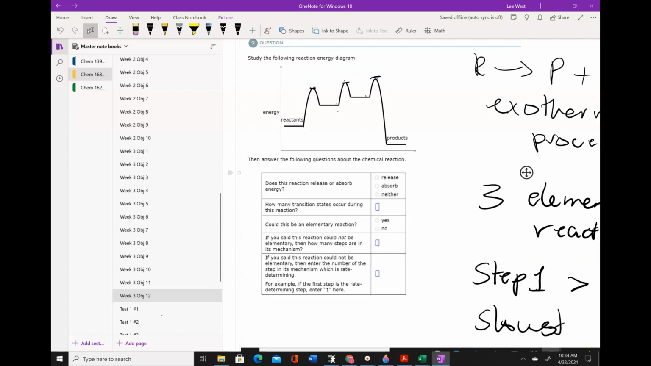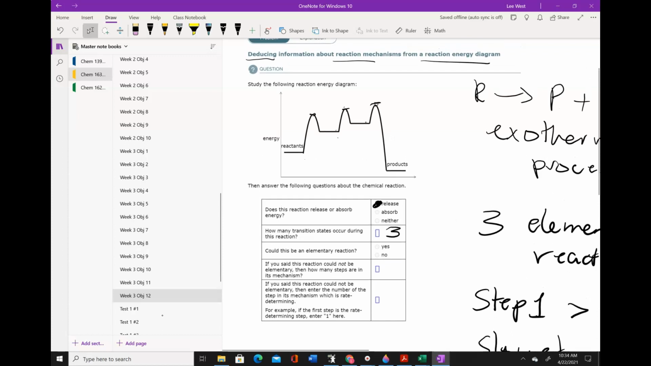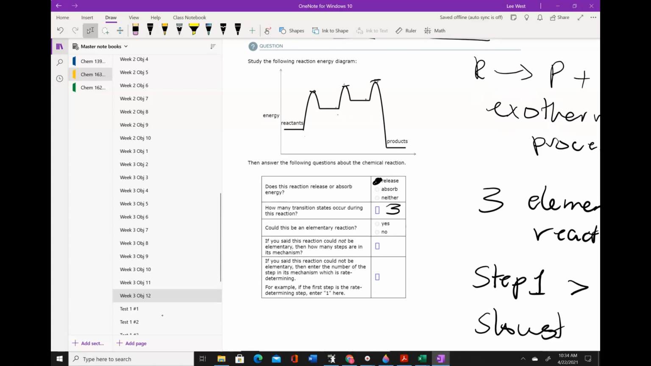So let's have a look at this. So does this reaction release or absorb energy? It releases energy because the products are at lower energies than the reactants. How many transition states occur during this reaction? That's just the number of peaks in your curve. 1, 2, 3. Could this be an elementary reaction? It can't be, because there are multiple transition states, right? An elementary reaction only has the one transition state.